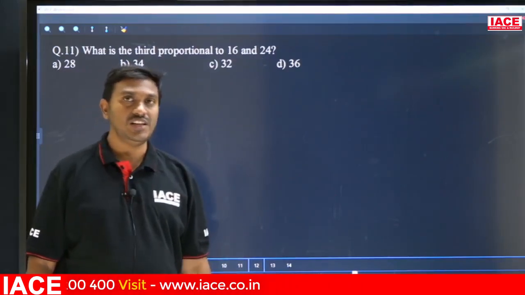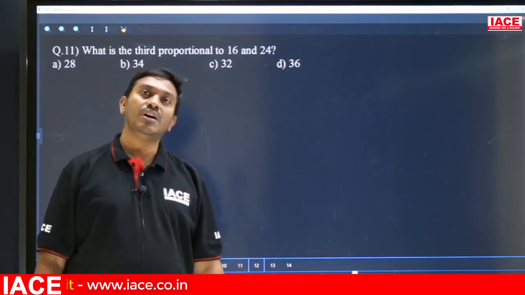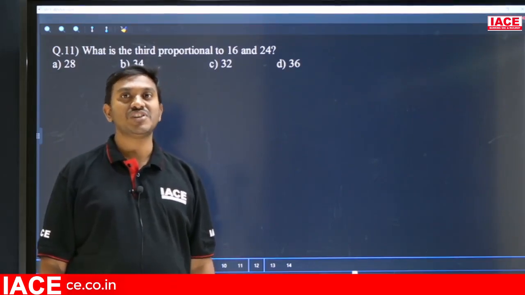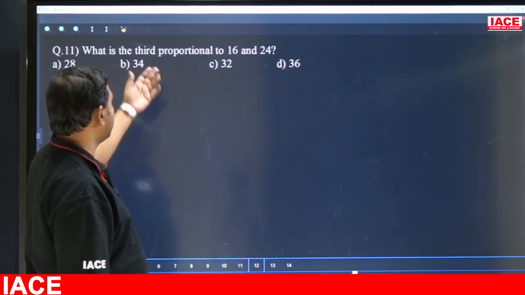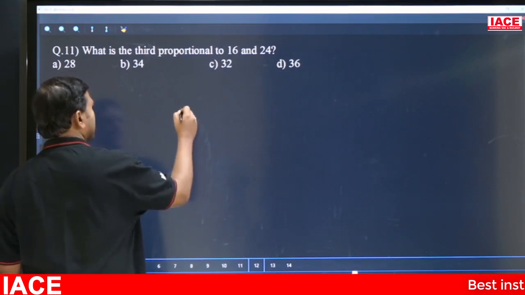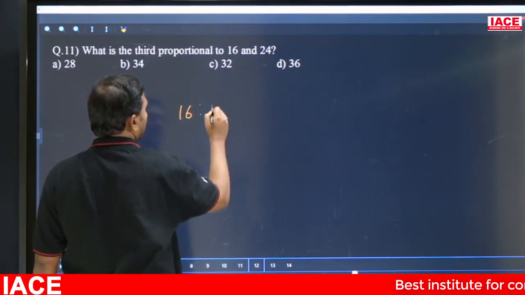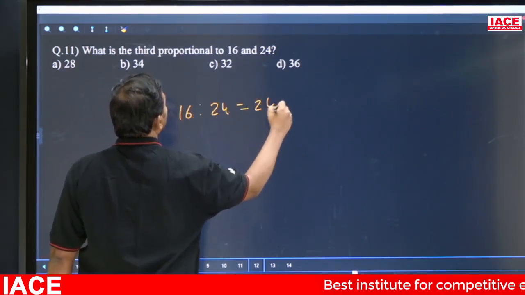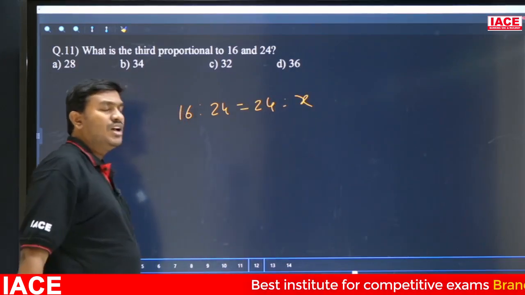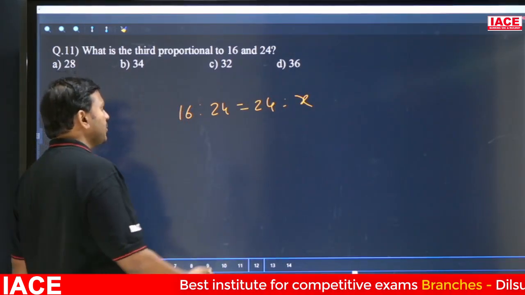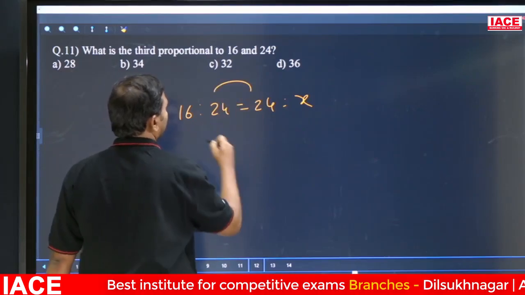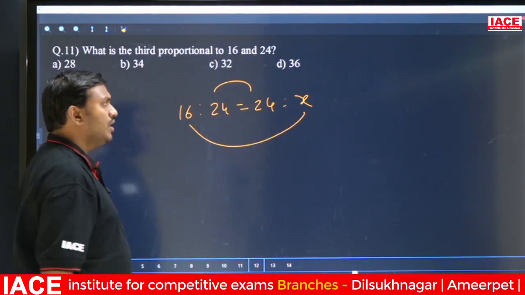Actually this is also a number system question. Third proportional, mean proportional, third proportional, out of which third proportional is being asked. Third proportional means 16 is to the second value, 24, equal to 24 is to x. So this we call a third proportional, right? We have to find x here. This is not a pure maths question, it is a number system question.